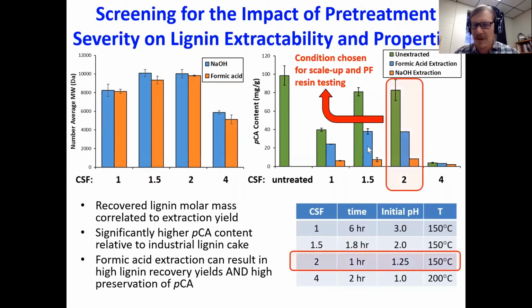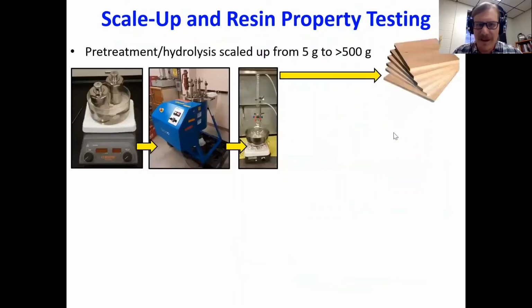So what we did with this was we selected one of these conditions for scale up and then testing the properties of the PF resin. And so this was the condition that we tested. And so what we did next was scaled up from about 5 grams to more than 500 grams in this RegMed digester. Actually, this digester was manufactured in Sao Paulo, Brazil.